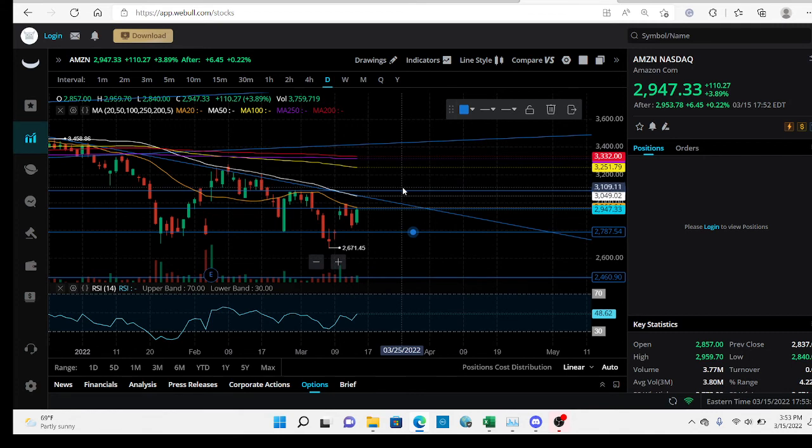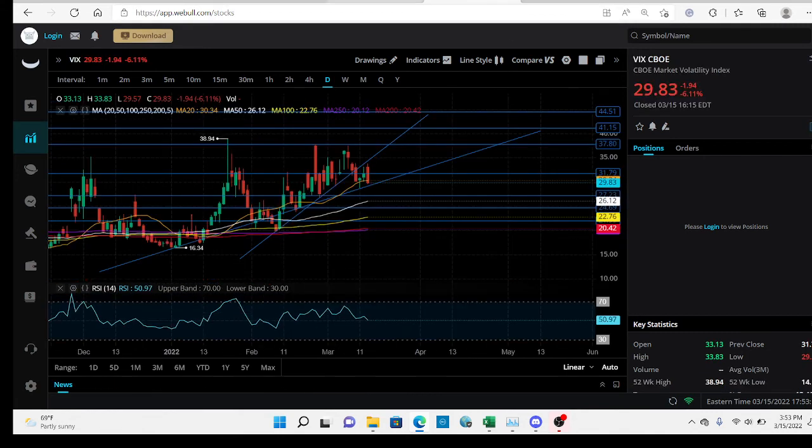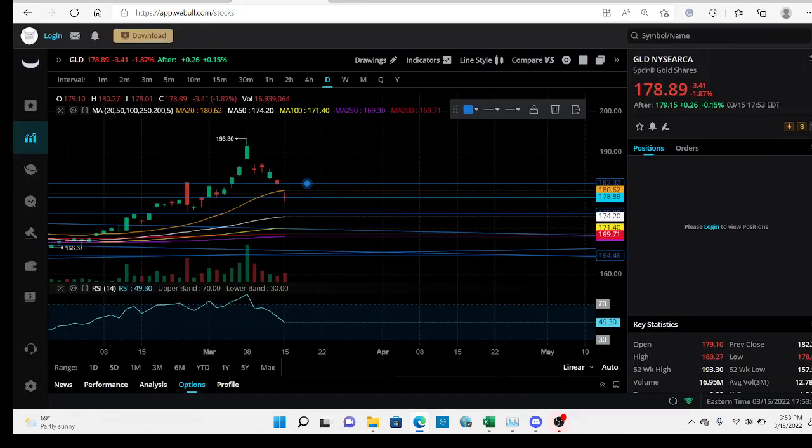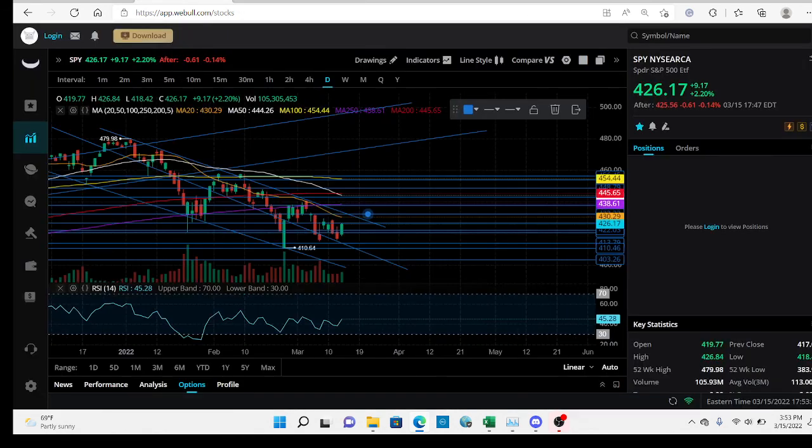So all in all, I just didn't see a whole lot of volume today, and things were definitely looking bullish today, but the volume just wasn't there, and I guess we'll just wait and see what happens tomorrow.